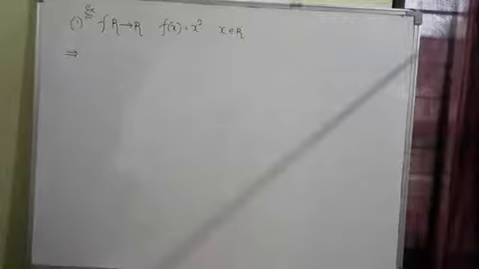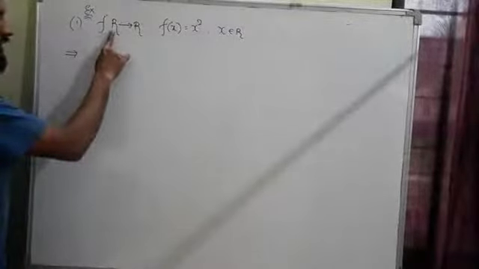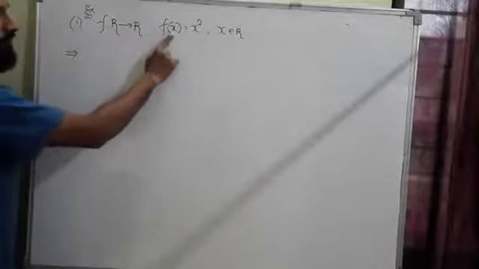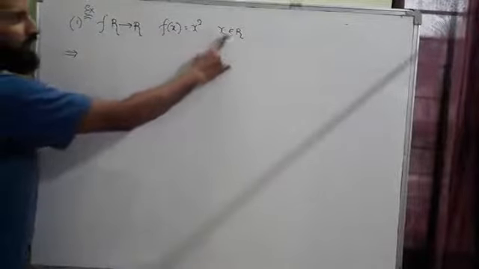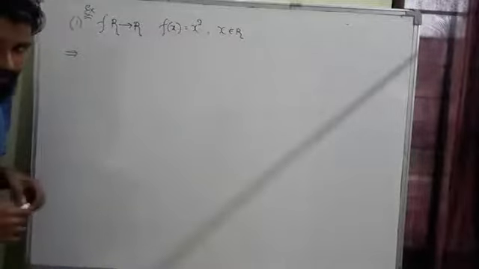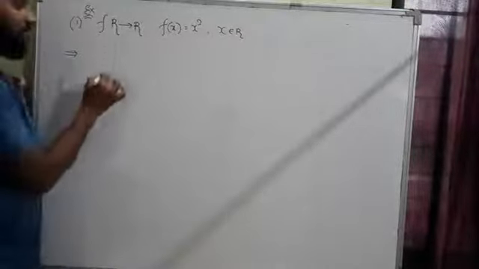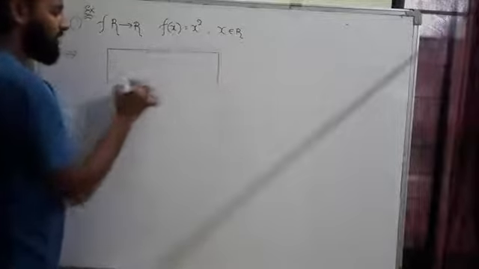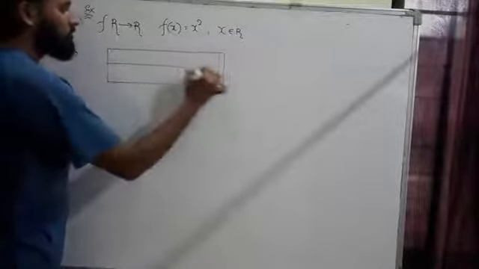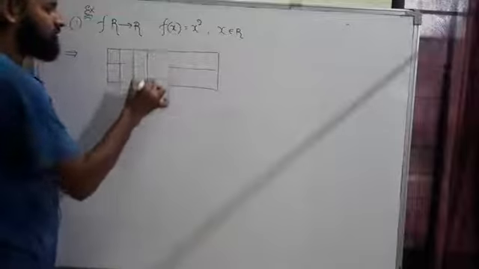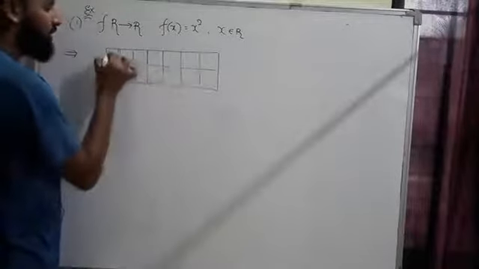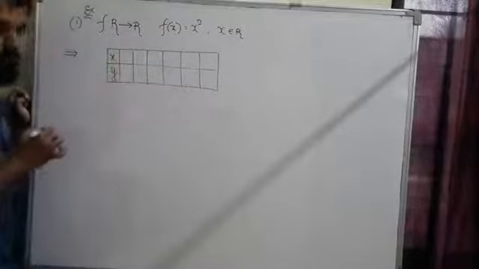So let's take example number 1 of polynomial function. F is from real number set to real number. F of x is equal to x square, where x belongs to real number. So let's see how the graph will look like. Okay, let's start with your table. So let me take the values for x and respectively for y we will write.